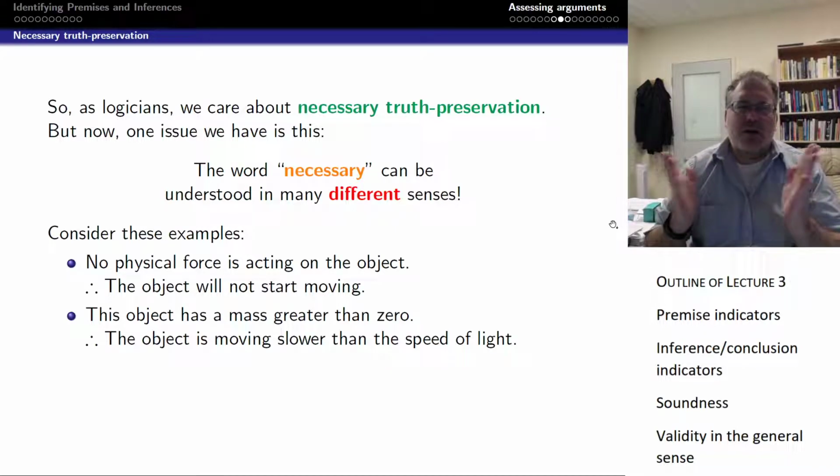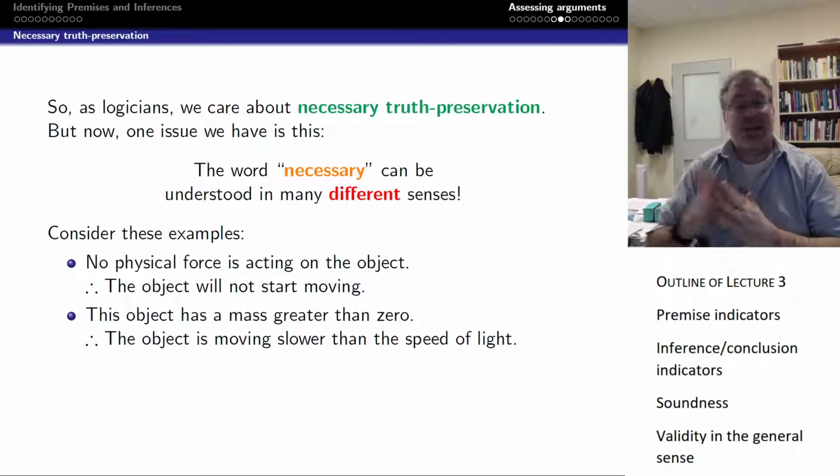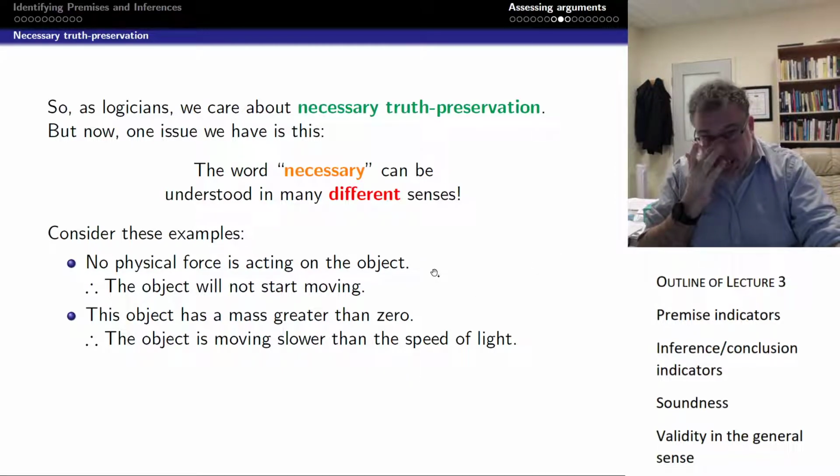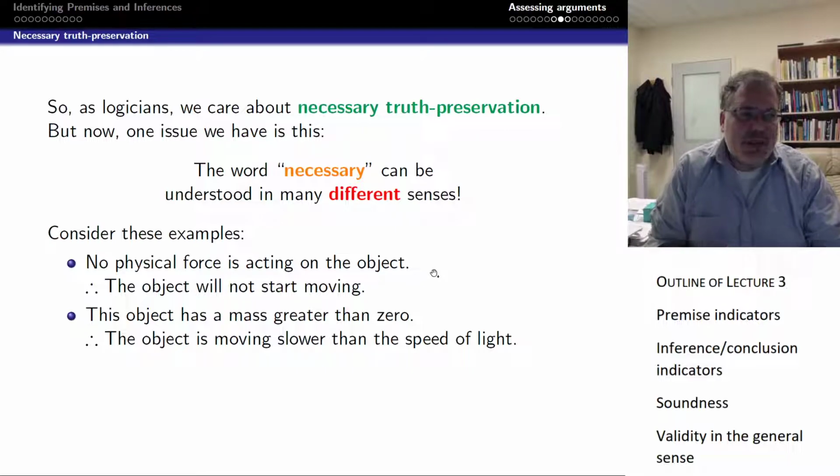So consider two examples here that I've taken from physics. The first one says, no physical force is acting on the object, therefore the object will not start moving.